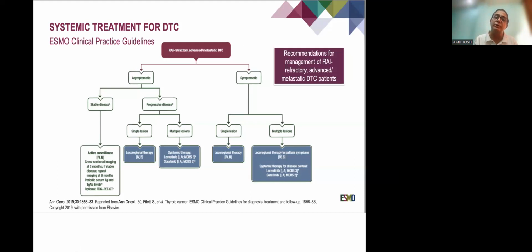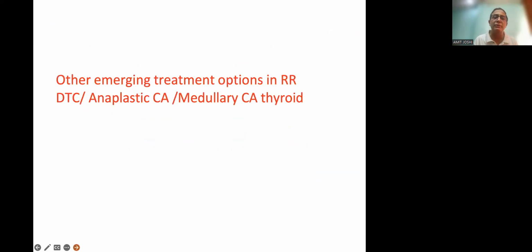When the patients become radioiodine refractory, then the role of newer therapy comes into the picture. So we have to remember, the old is still gold, and this therapy will come into the picture in the latter part of the management. So that was for differentiated thyroid cancer.